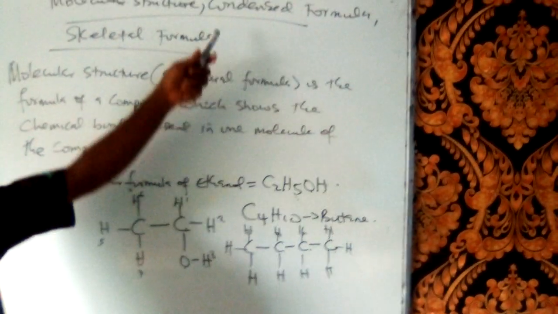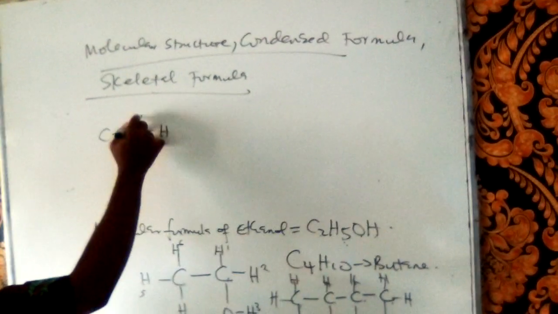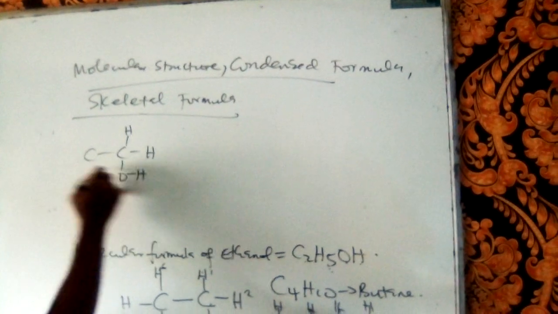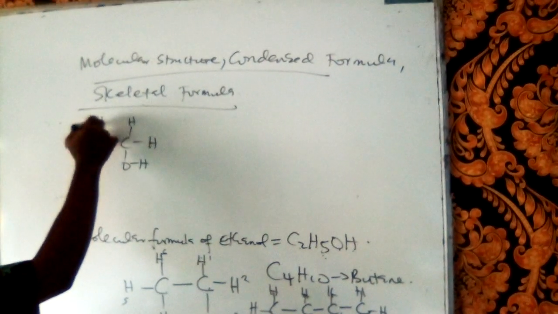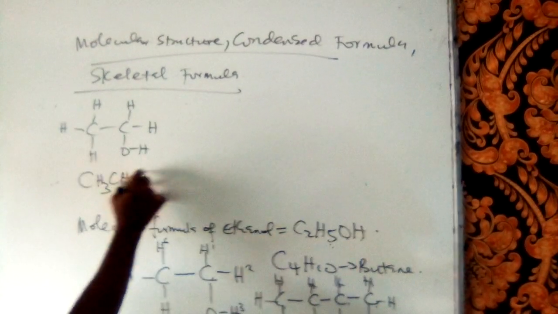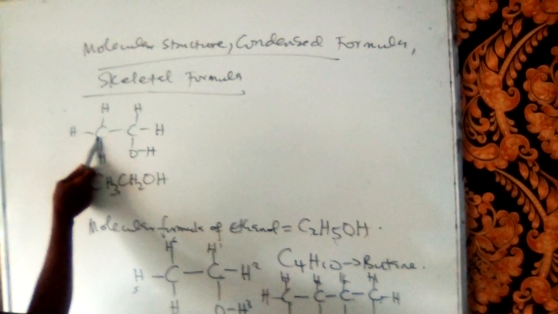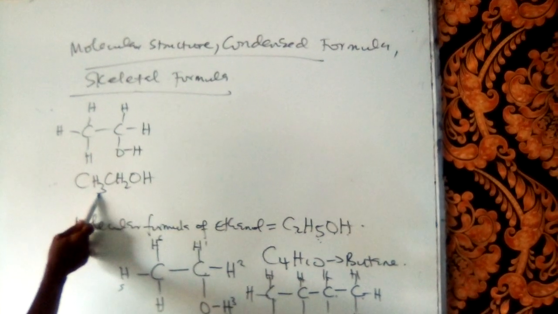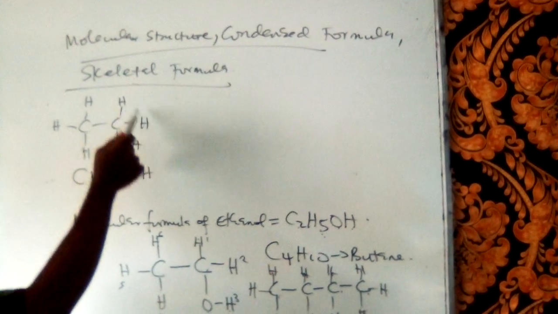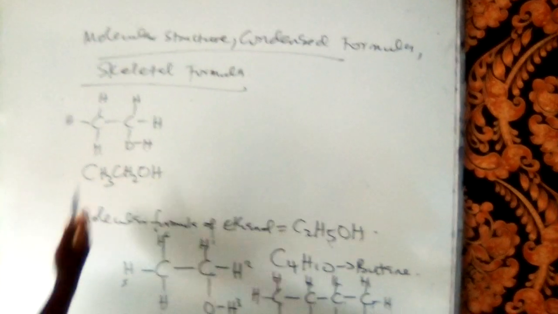Then we go over to condensed formula. As we discussed, ethanol is C2H6O. This is the molecular formula of ethanol. The condensed formula of ethanol will be CH3CH2OH. Condensed formula, whereby we take the first carbon bonded to 3 hydrogen, that gives the methyl group. The second carbon bonded to 2 hydrogen, that gives you the methylene group, and then the OH. This is the condensed formula of ethanol.